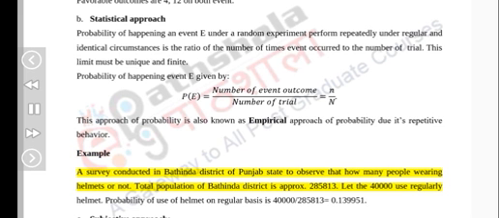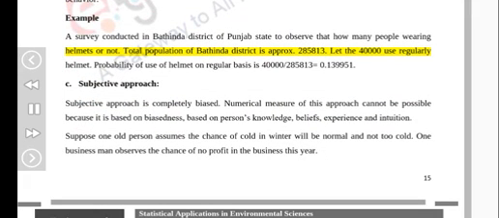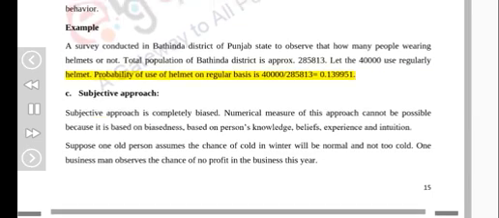Example. A survey was conducted in Bathinda district of Punjab state to observe how many people wear helmets or not. The total population of Bathinda district is approximately 285,813. Let 40,000 use helmets regularly. The probability of use of helmets on a regular basis is 40,000/285,813 equals 0.139951.